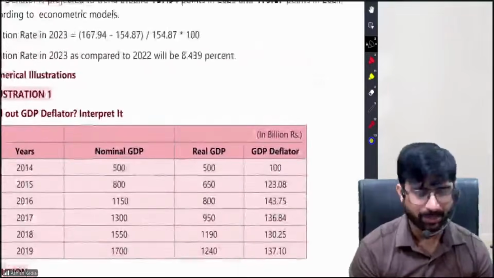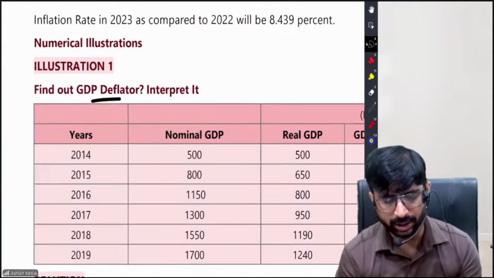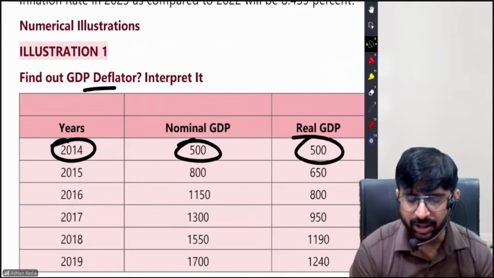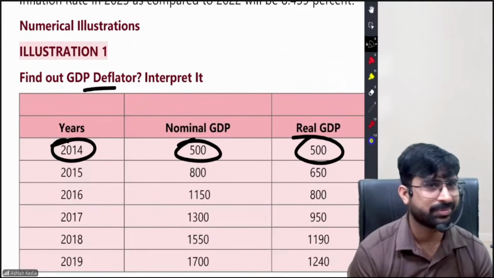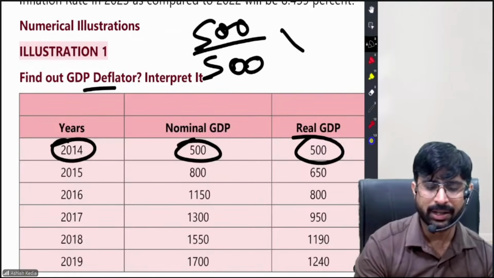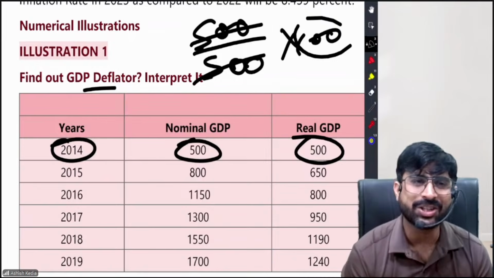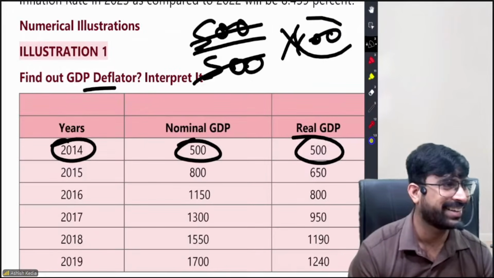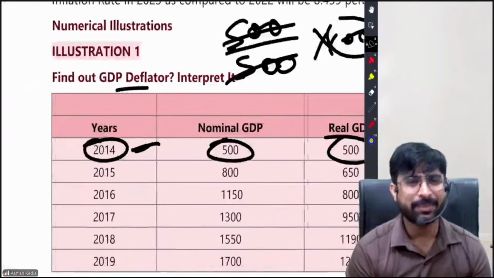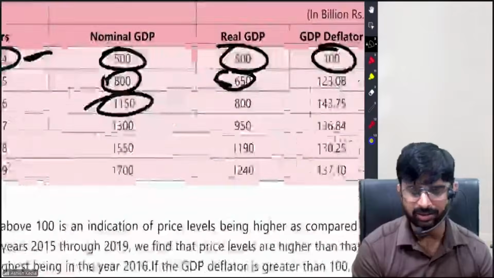Now class, a question please. Find out the GDP deflator and interpret it. Surely I can do that. You see, in 2015, nominal GDP and real GDP are the same. Yes or no? If they are the same, nominal by real into 100, how much is the deflator we are getting? 100. Can you interpret it? That means it is the base year. Say 800 by 650 into 100 and so on and so forth.